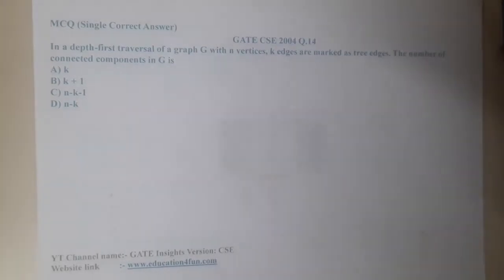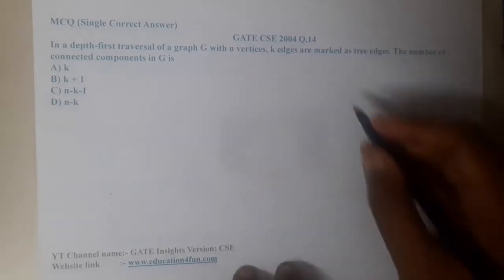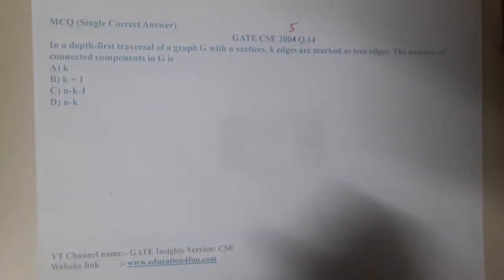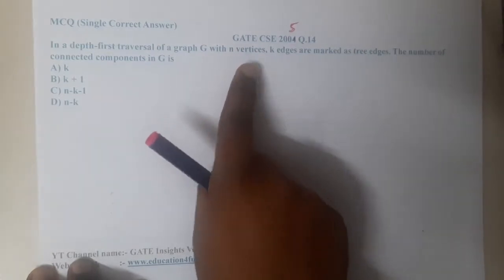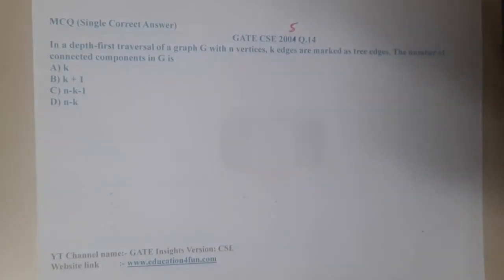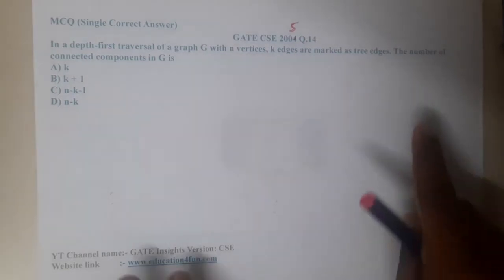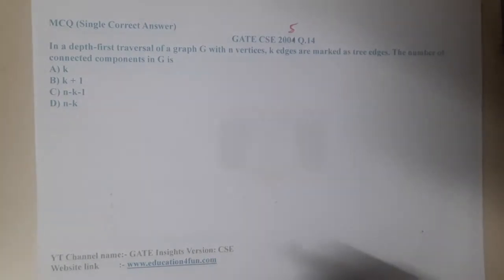In this lecture, let us continue with the next question, that is a GATE CSE 2004 question 14. So it is a 2005 question, it is not 2004, okay? Yes. So let us start. In a depth first search traversal of a graph G with n vertices and k edges are marked as tree edges. Okay, so let us draw a diagram, so don't worry, okay? So the number of connected components in G is, okay, so the question is really interesting.